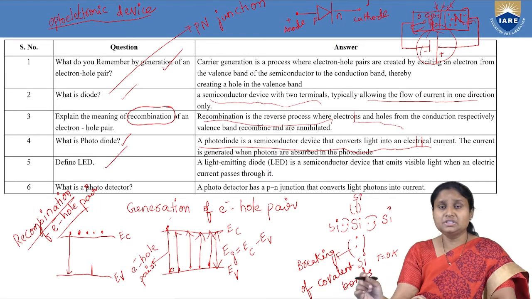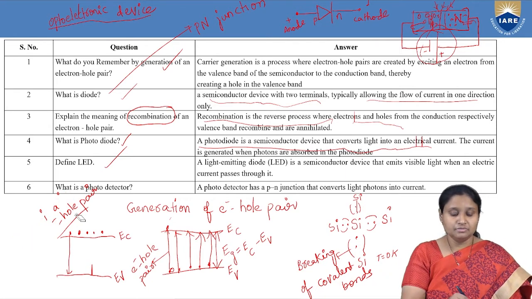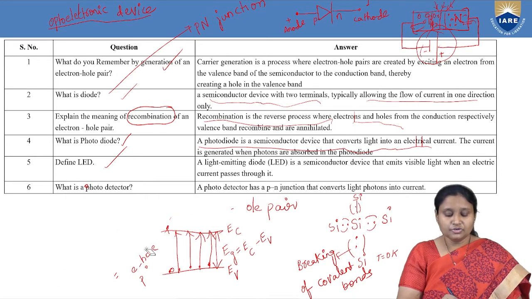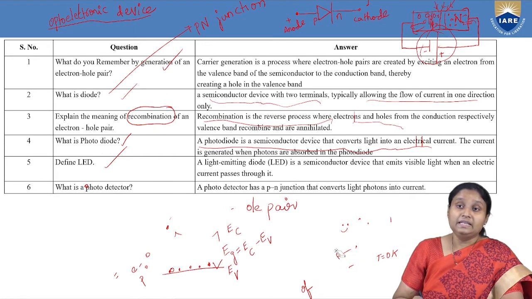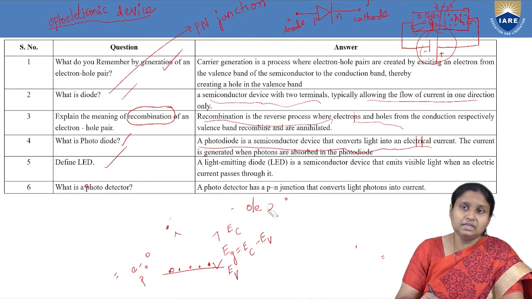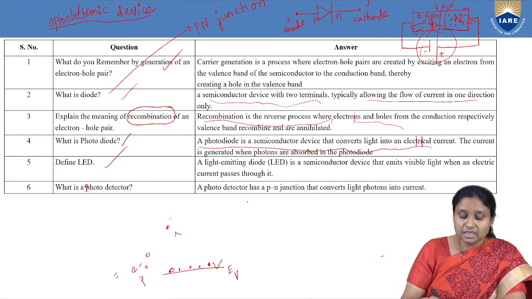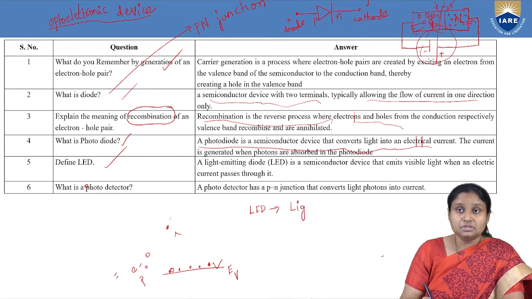Then coming to the next definition, define LED. We must have seen LEDs in our day-to-day life. Now everywhere, instead of those small bulbs, we are making use of LEDs, and of course we have our LED TVs. There are many applications of LEDs, and these LEDs also come under optoelectronic devices. This is also one type of optoelectronic device. And what is the full form of LED? LED is taken as light emitting diode. So it is called a light emitting diode.